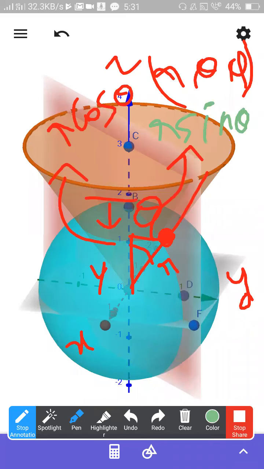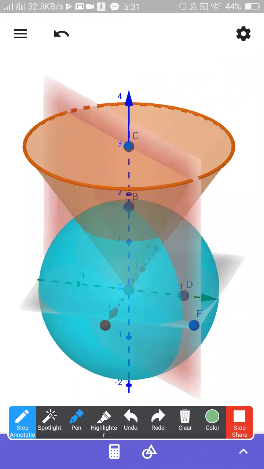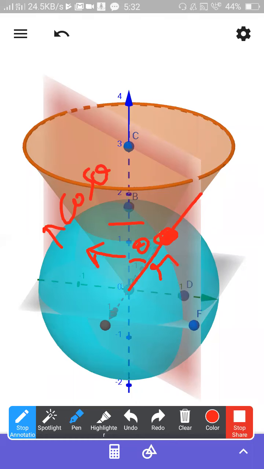Anyway, I will delete everything. See, I have chosen a point here. If this is theta, with the radius of r, definitely this value is r cos theta, and this value is r sin theta.